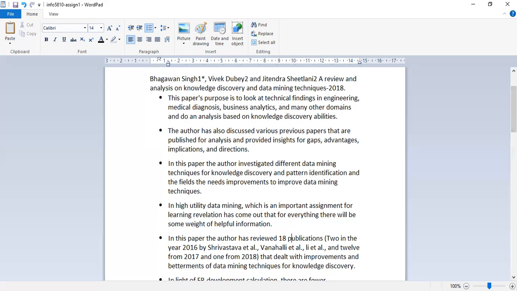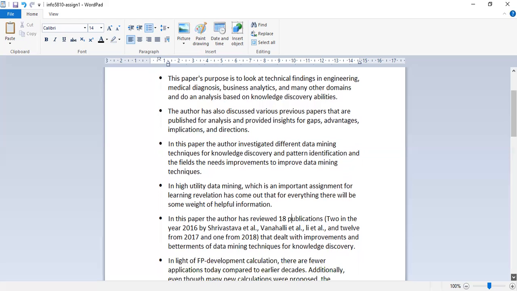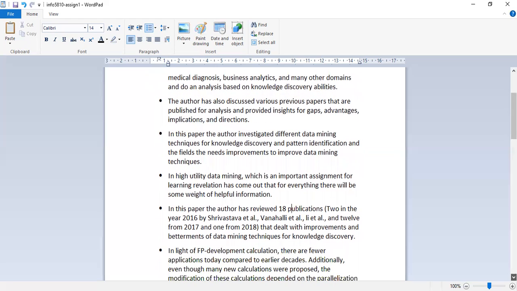And I also told you that the author reviewed previous publications, around 18 publications, where 2 are from 2016, 8 are from 2017, and 1 is from 2018. It's because this paper was written in 2018. I think by the time he wrote it, there were not many changes in 2018, which is why they only have one 2018 publication. All these publications deal with improvements and betterments of data mining techniques for knowledge discovery. So let's see in detail what they have suggested.